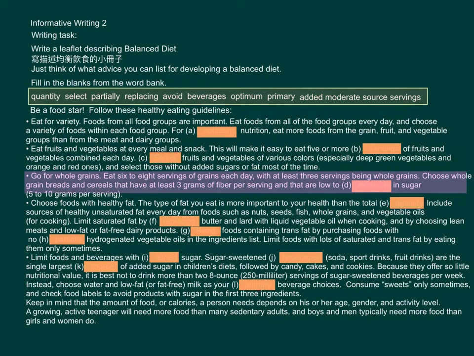Go for whole grains. Eat 6 to 8 servings of grains each day, with at least 3 servings being whole grains. Choose whole grains breads and cereals that have at least 3 grams of fiber per serving and that are low to D in sugar, 5 to 10 grams per serving.